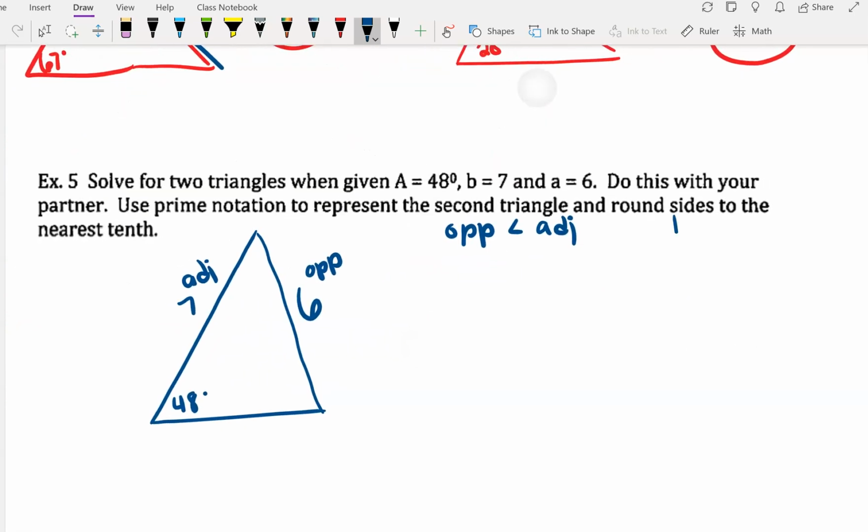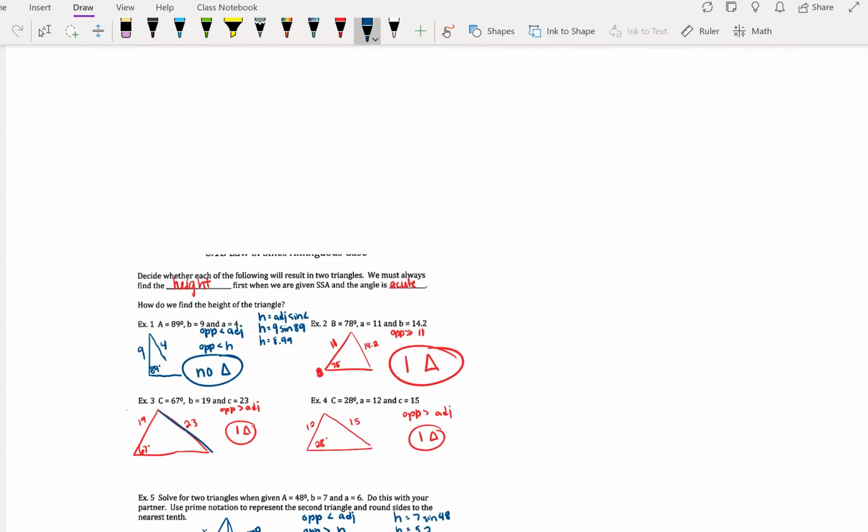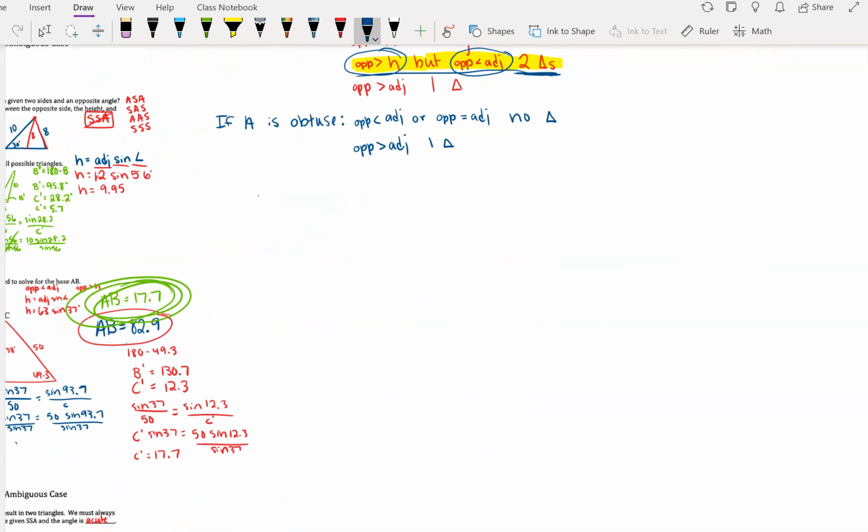All right, so height equals adjacent, which is 7, times sine of the angle, which is 48. Put that into my calculator, 7 sine 48, and I get 5.2. So H equals about 5.2. So the opposite was greater than the height, but it was less than the adjacent. So that's that special ambiguous case.